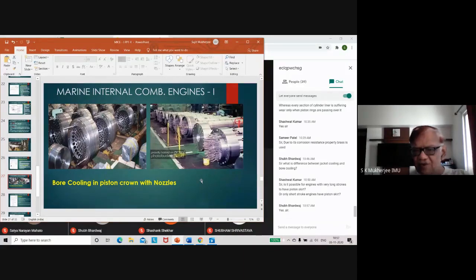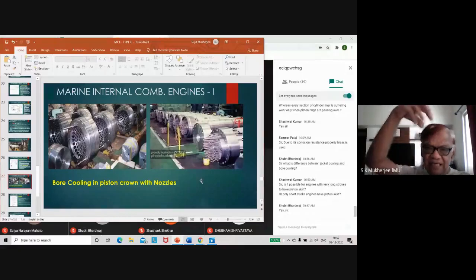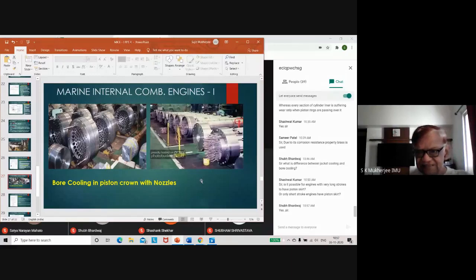Shashwat Kumar has asked, sir, is it possible for an engine with very long strokes to have piston skirts? It's not required. It is not just the stroke that matters. It is whether it has an exhaust valve. If it has an exhaust valve, then it doesn't need a skirt. Well, yes, short stroke engines generally have one, because at that time they did not have the exhaust valve. But if it has an exhaust valve, then it does not need a skirt.